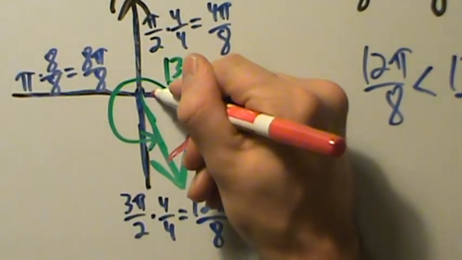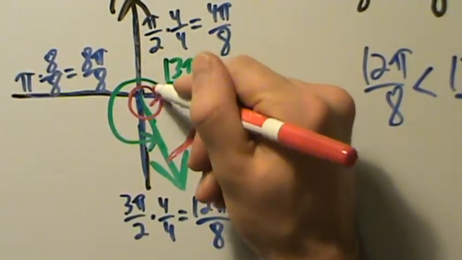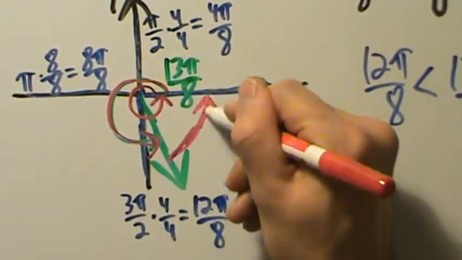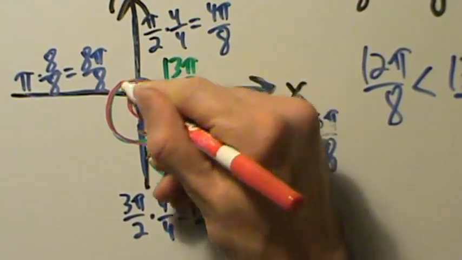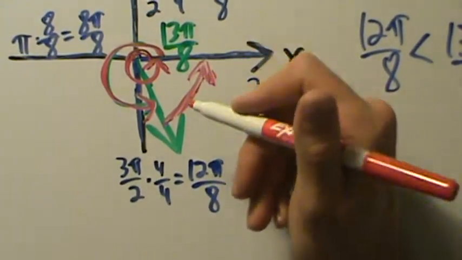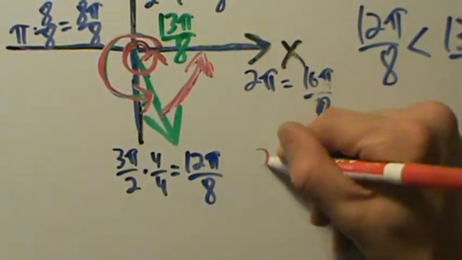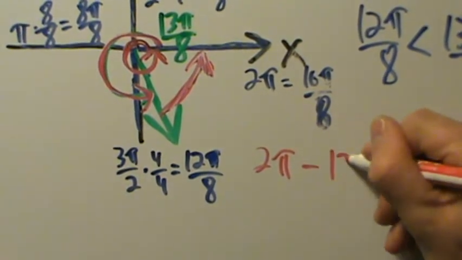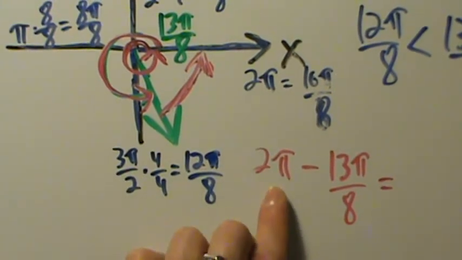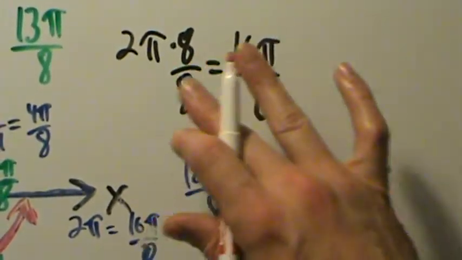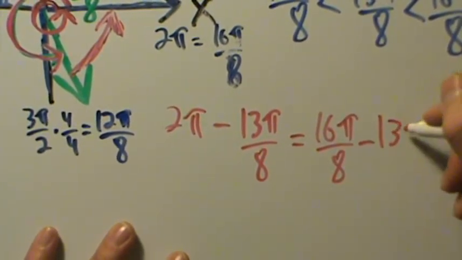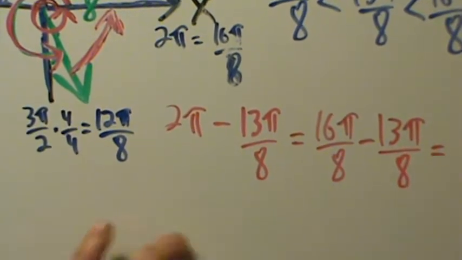Okay, so to get that, we go all the way around 2 pi. We go one full revolution, which is 2 pi. Subtract off this piece, so that we'll just be left with this. So go 2 pi, subtract off this piece, which is 13 pi over 8, and we'll be left with what we want. And remember, 2 pi is the same thing as 16 pi over 8, so we talked about that twice already. So this is 16 pi over 8 minus 13 pi over 8, which is 3 pi over 8.